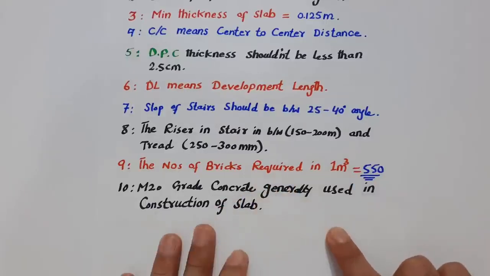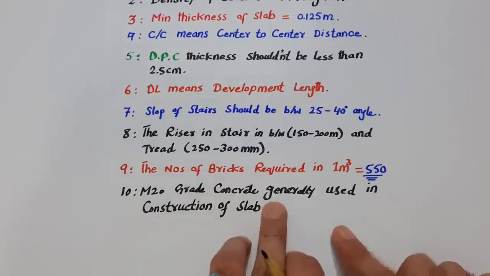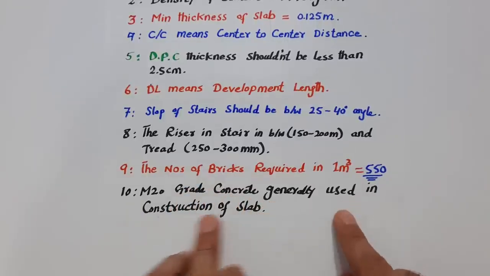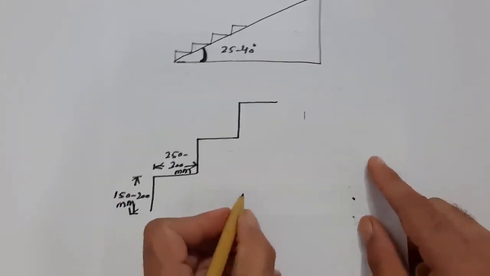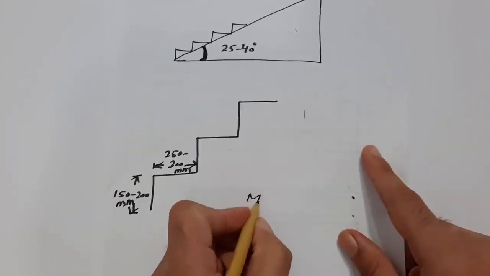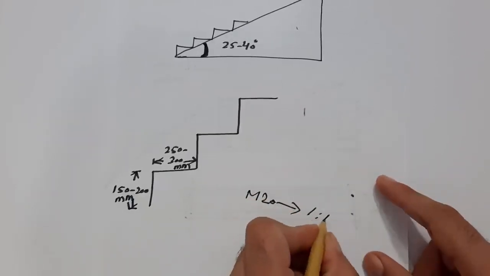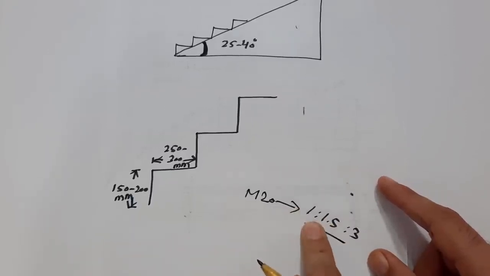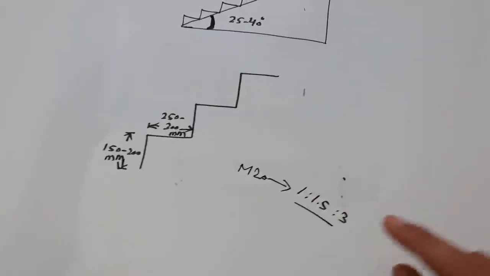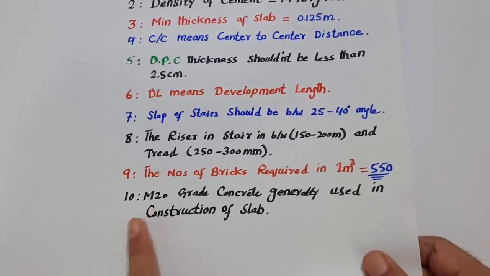Next one, guys, you can see M20 grade concrete is generally used in construction of slab. So what is M20 grade concrete? The M20 ratio is 1:1.5:3. This is the ratio of concrete for M20. So it's generally used for the construction of slab.